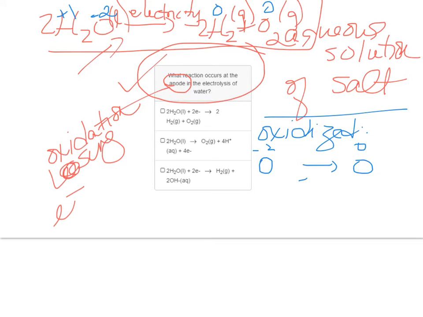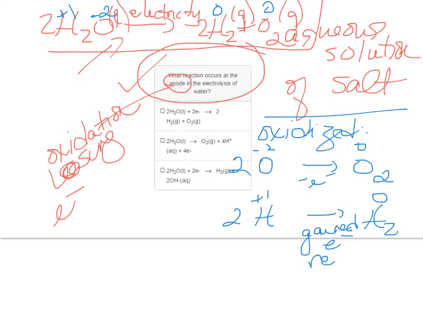Okay, so it has lost electrons. So the oxygen atom has been oxidized. And in turn, the hydrogen atom, which had a +1 in water on the reactant side, goes on to have an oxidation state of 0 on the product side, and so it has gained electrons and been reduced.